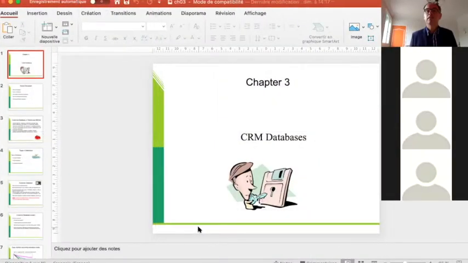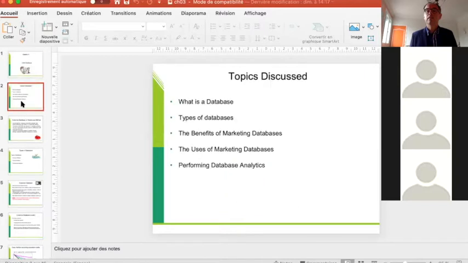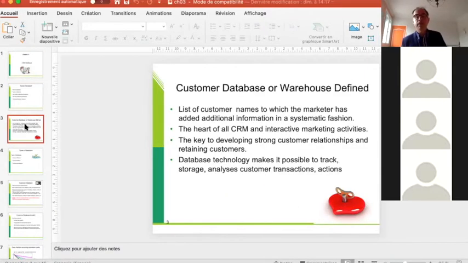In this chapter we will talk about CRM databases. Precisely, we will see what a database is, the types of databases, the benefits of databases, and how databases will be analyzed in CRM. What is a customer database?